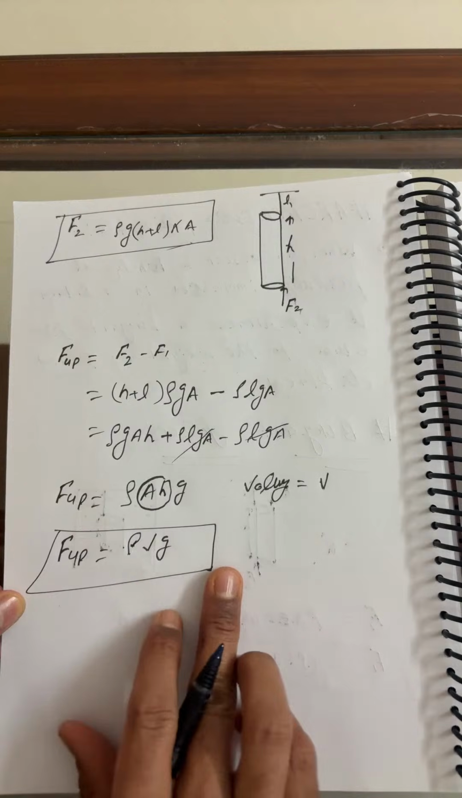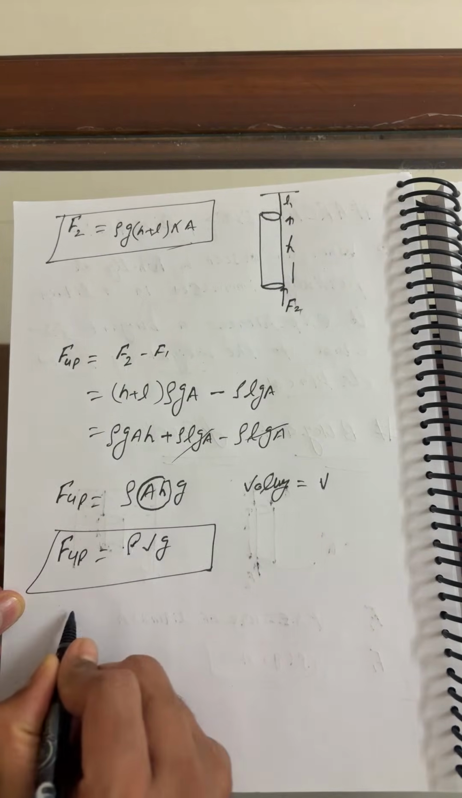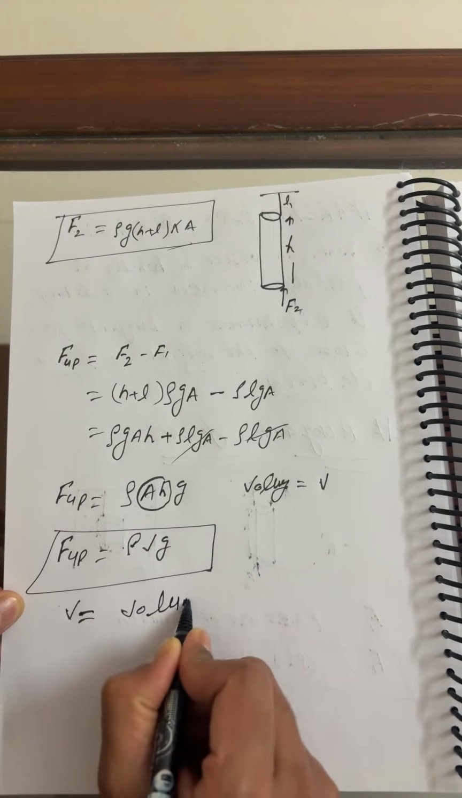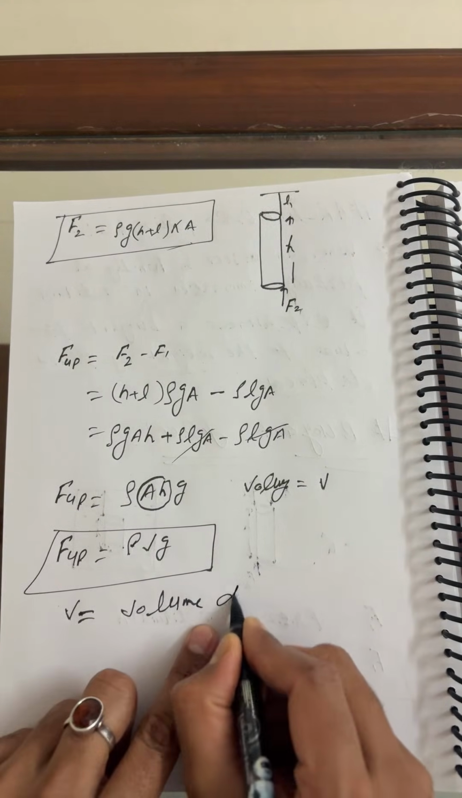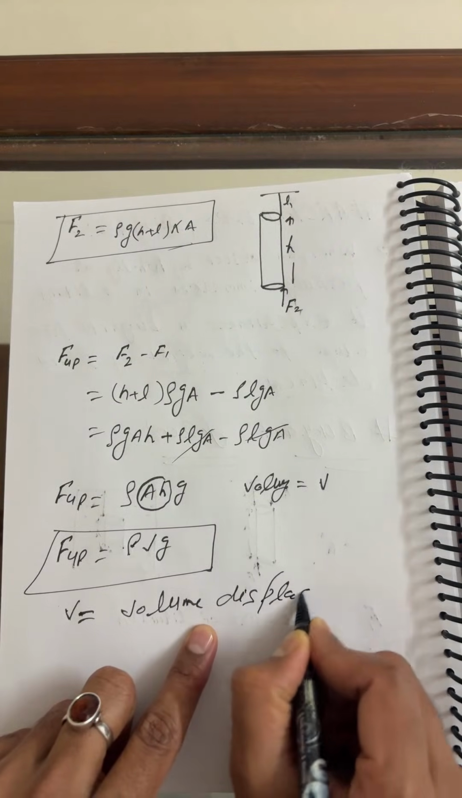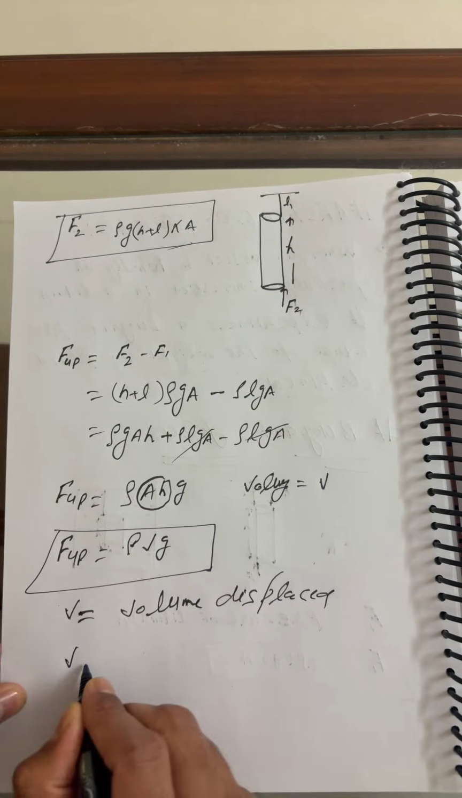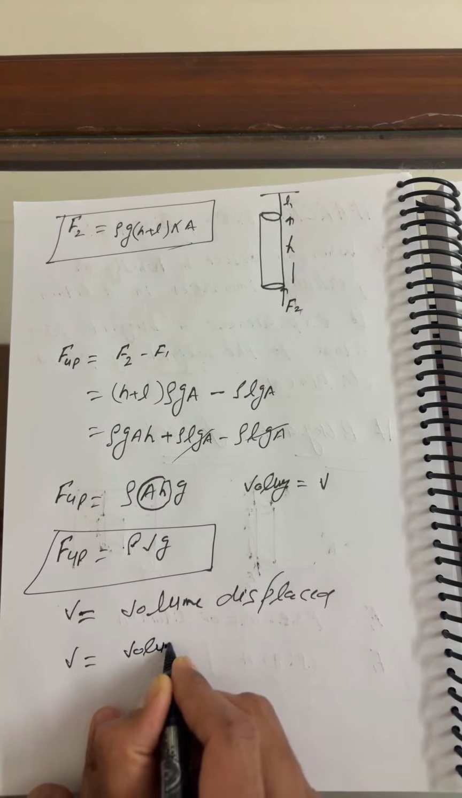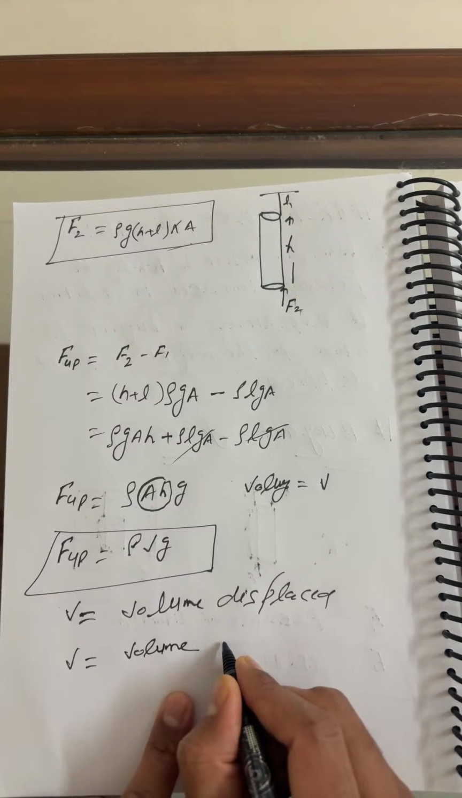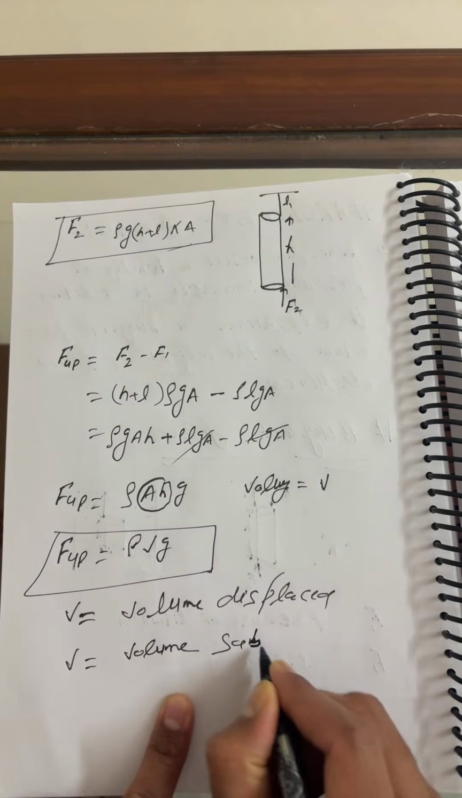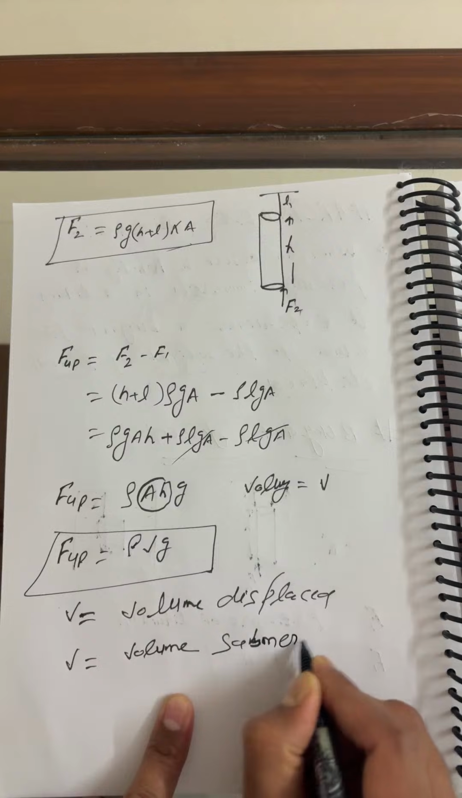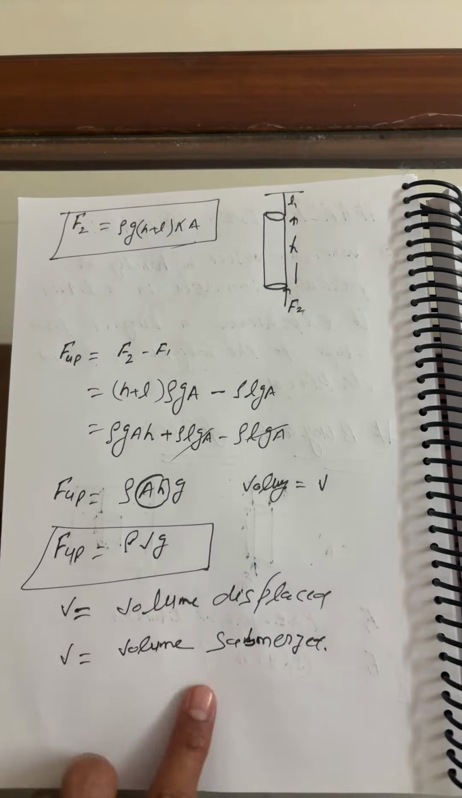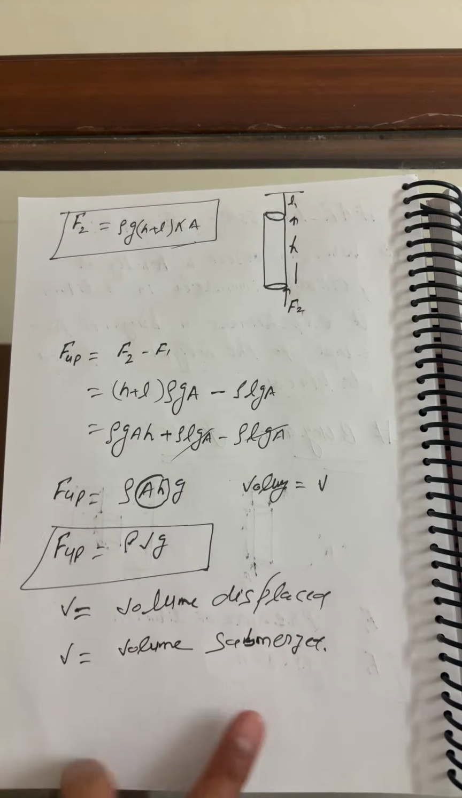Okay, now this upthrust force is rho V g. Remember, V is the volume displaced, or you can say volume submerged. Now this is volume displaced or volume submerged, you can tell anything.